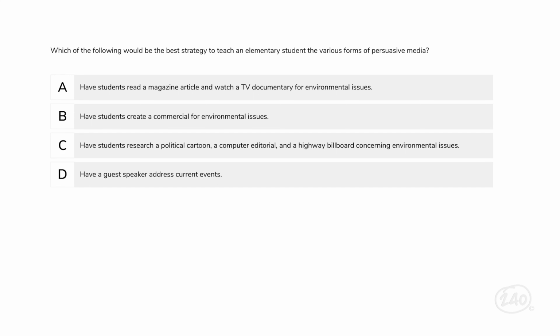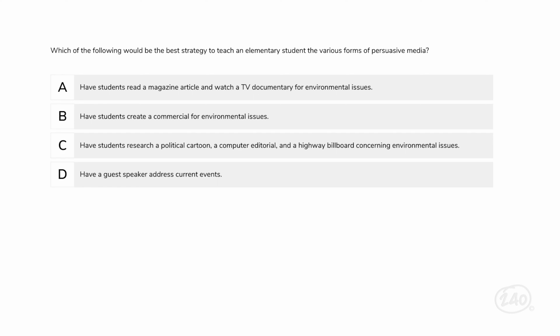Have students read a magazine article and watch a TV documentary for environmental issues. Have students create a commercial for environmental issues. Have students research a political cartoon, a computer editorial, and a highway billboard concerning environmental issues. Have a guest speaker address current events.